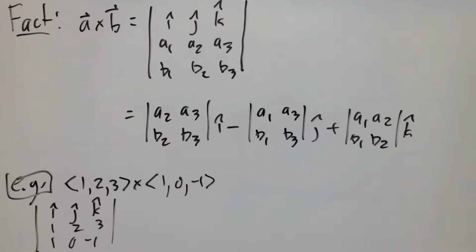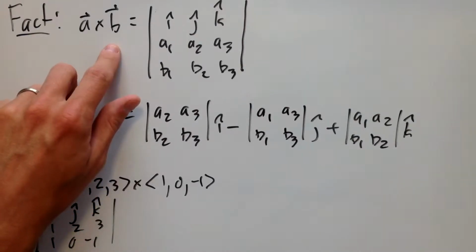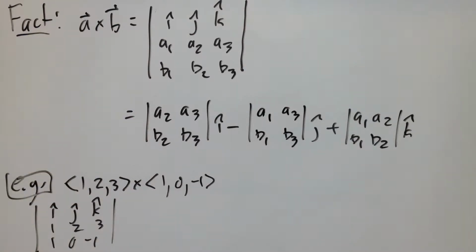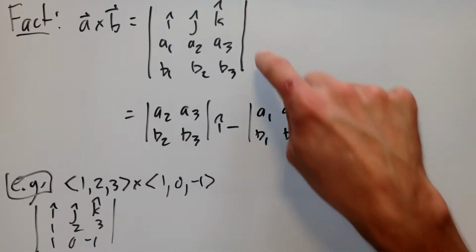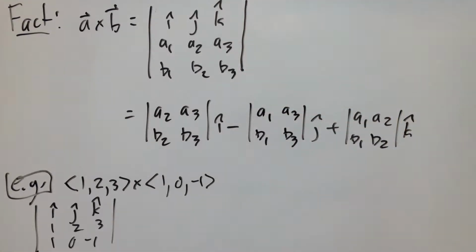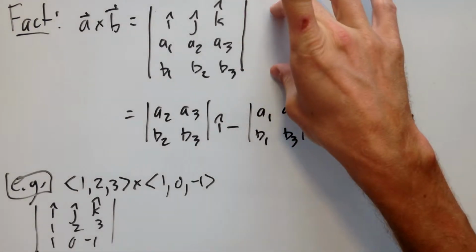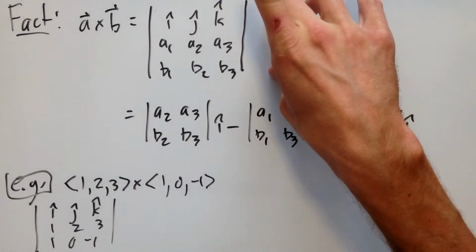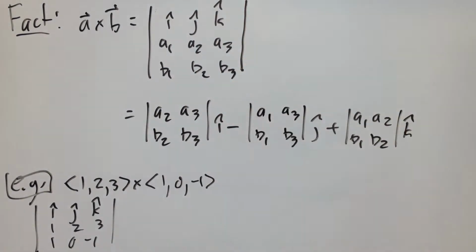So this is how we use 3x3 determinants for the cross product. Here's our fact. A cross B is the 3x3 determinant with ijk as my first row, the components of A as the second row, and the components of B as the third row. This is actually a formal expression up here.